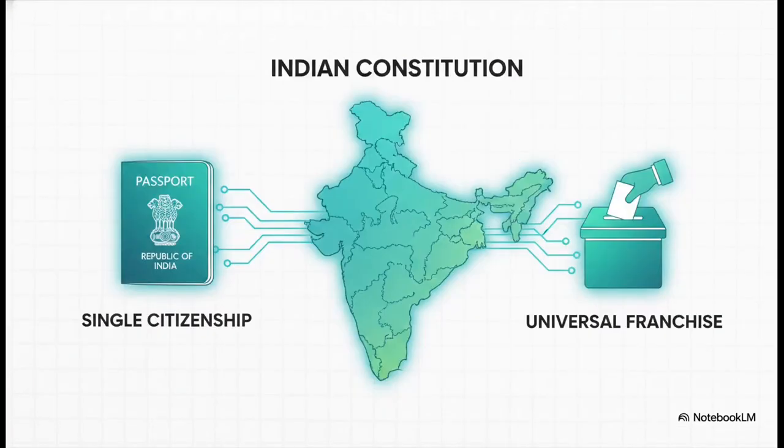Structurally speaking, the Constitution establishes a federal system, but it's got some really strong unitary features designed to keep the whole nation unified. First up, Articles 5 through 11 grant a single citizenship, meaning you're a citizen of India, not just of a specific state. Second, and this is huge, Article 326 guarantees universal adult franchise. Every adult gets a vote. That was a radical, incredibly progressive structural choice for its time, prioritizing giving power directly back to the people.